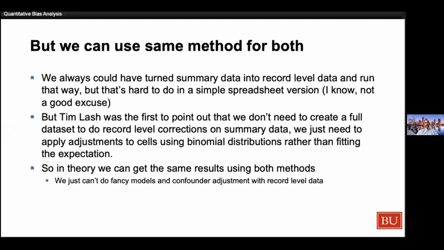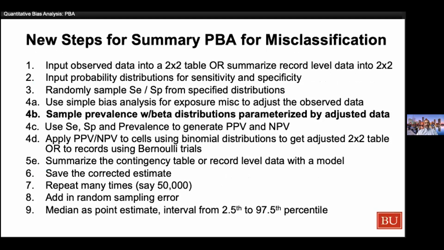But Tim Lash was the first to point out that you don't actually have to create a full data set to do record level corrections on the summary level data. All you need to do is apply probabilistic adjustments to the cells, I say using the binomial distribution, rather than just fitting the expectation, right? Choose a random number of people in the adjusted cell count that is centered on the expectation, but allows for that variation, and you'll be doing the exact same thing as you're doing in the record level correction. And so we changed the method by which we do this in the newer versions of our spreadsheet.